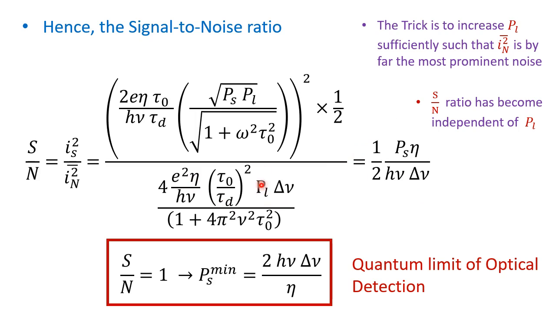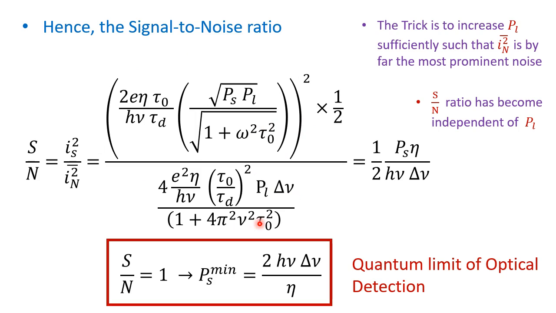So for example, all that remains at the end, the PL gets cancelled, which is my largest contribution to the noise. So PL on the denominator, PL at the top, right? So only the PS is left. There is an eta square here coming from the square, and there is an eta here, so there's an eta left. There is an h nu square on the top. There is one h nu here, so there's h nu left, and there is a delta nu which is sitting here. Every other term essentially gets cancelled in the signal to noise ratio.